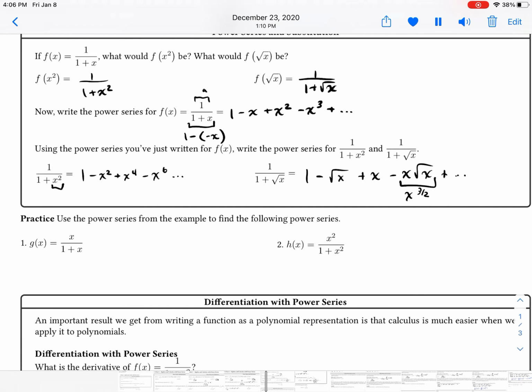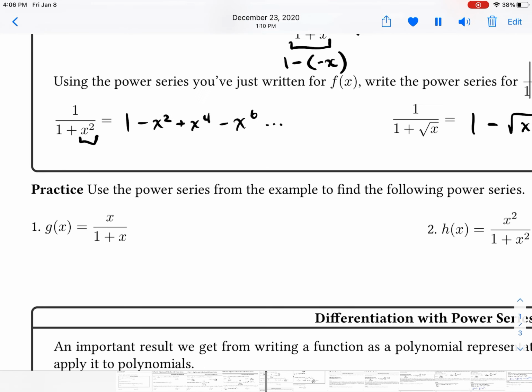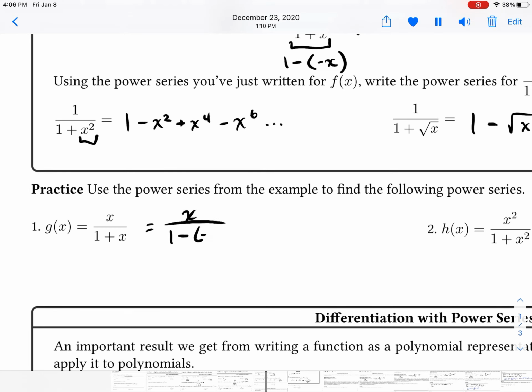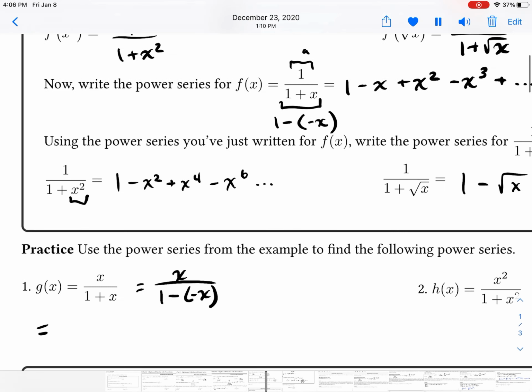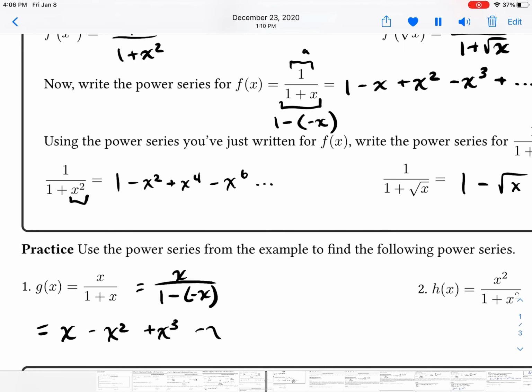So start with g of x here. What would we say about this? Well, we can say that our first term is x, and this would be 1 minus negative x. And so here, this is this previous series that we just had, but our first term is now going to be x, and we're multiplying all of our previous terms by negative x to get the next term. So minus x squared plus x cubed minus x to the 4th, and so on. Okay, go ahead and try h of x on your own.